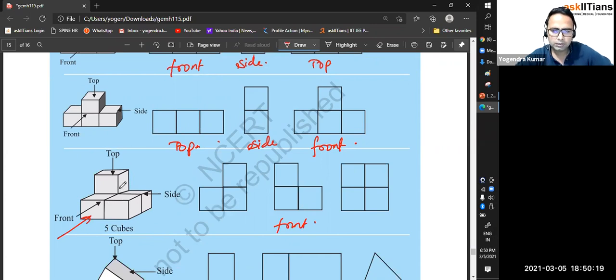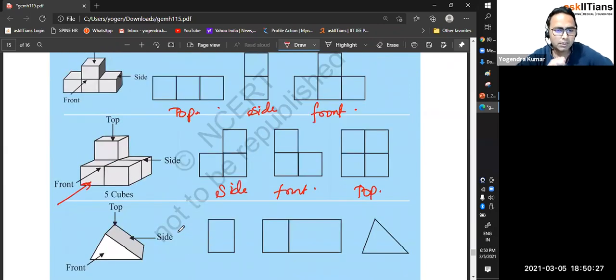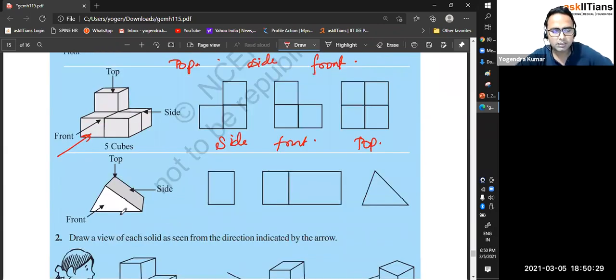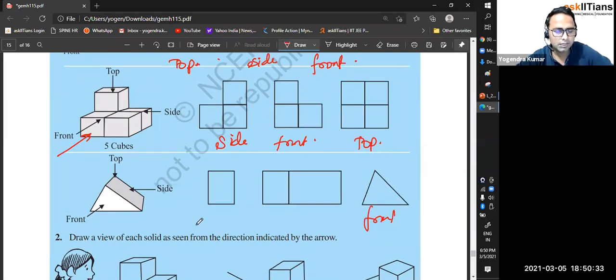From the top, it looks like this, and from the side it looks like this, right? I hope you are able to take time and understand this all. Okay, I think you will get it. It is very easy. Front view, this is what front view, it looks like a rectangle from the front.